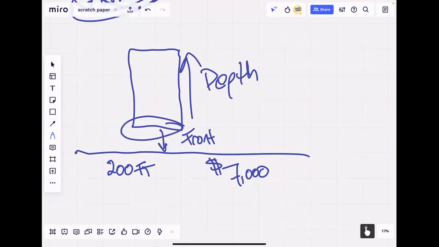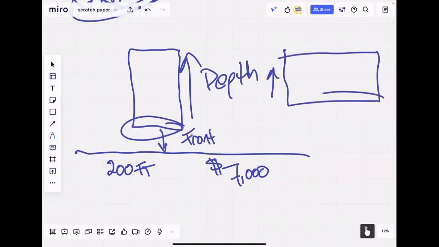Now let me draw something else just to illustrate this. If we had a wider lot that was more shallow, the depth would be shorter than the frontage. Do you see what I'm saying? So that's basically it: two measurements, depth and frontage. It says that Mary's is 38 feet.